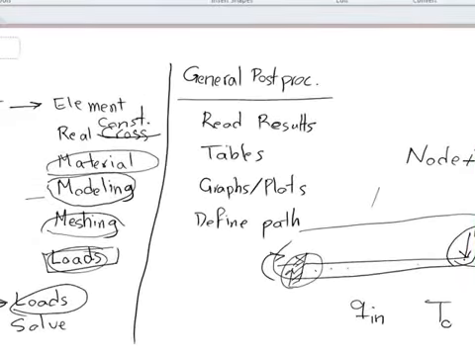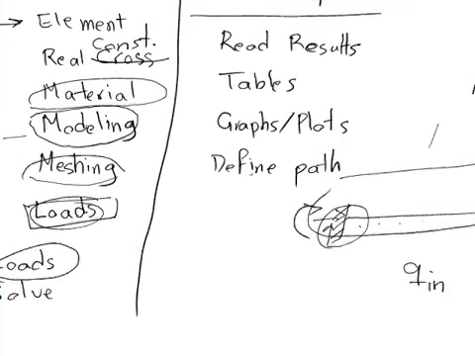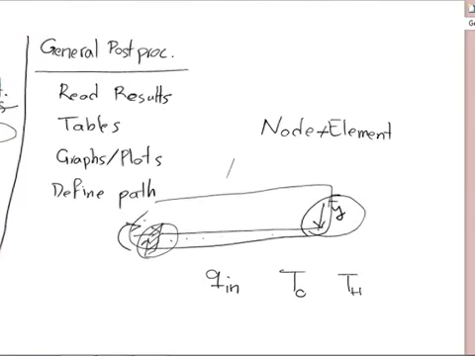And you can tabulate your results, or in other words, you can extract your results in terms of tables. You can also see the results in terms of graphs and plots, and if you have a model which is a little bit complicated, you can define a path and attribute, let's say, displacement or stress to that path, and read the results for that path.